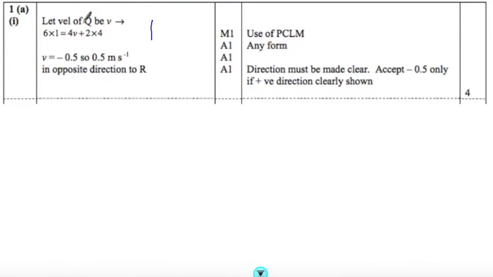In the mark scheme, they've let the velocity of Q be V, so you get 1 mark for that, 1 mark for solving it and getting 0.5, and you do need to say in the opposite direction to R, so direction must be made clear.